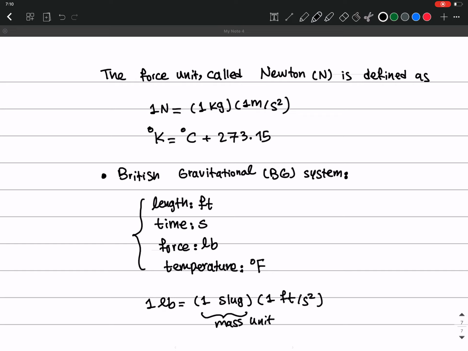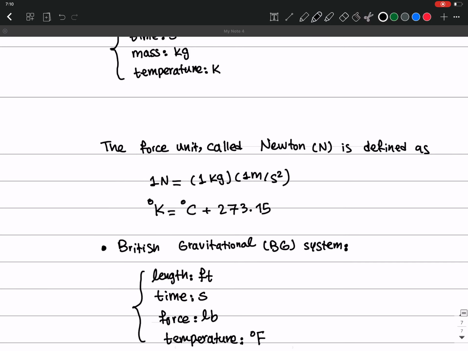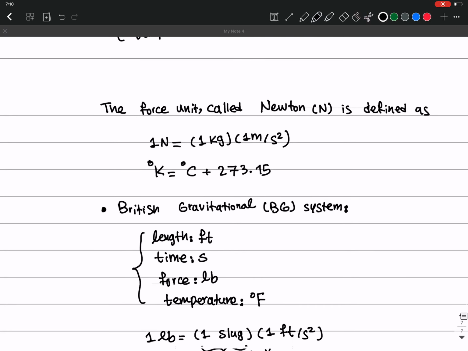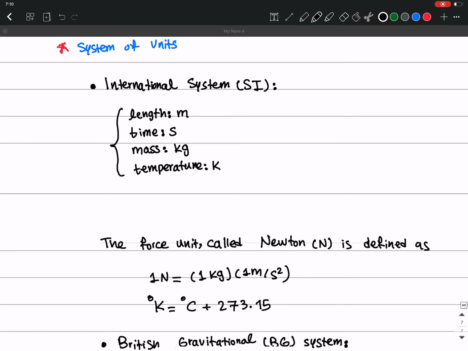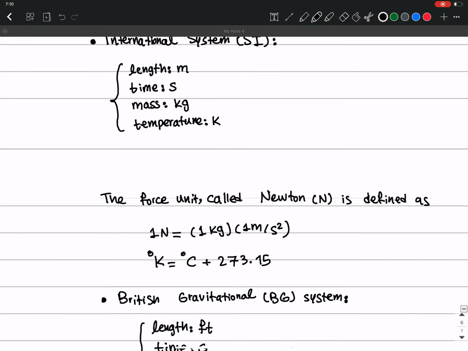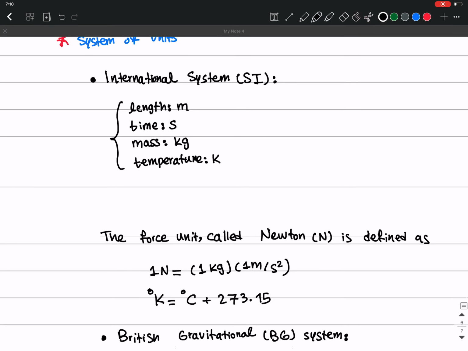So the mass unit in the British gravitational system is slug. In the international SI system, it is kilogram, but here in BG, it is slug. And force is pound here, and force in the international system is Newton. Okay, so these are the differences.